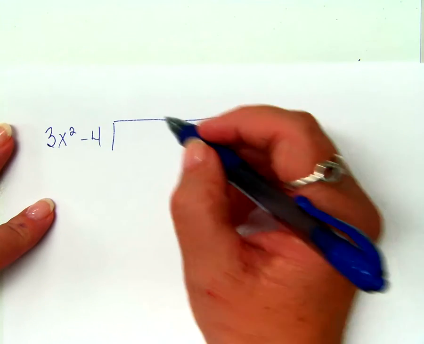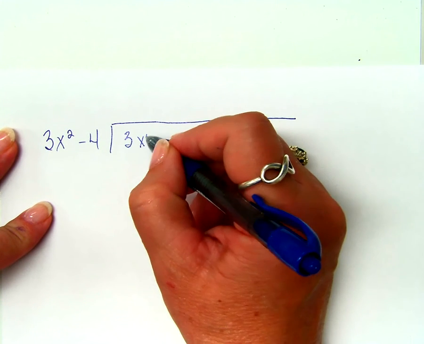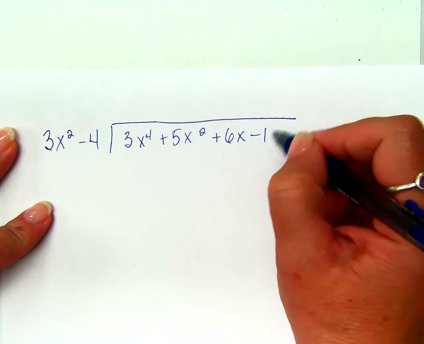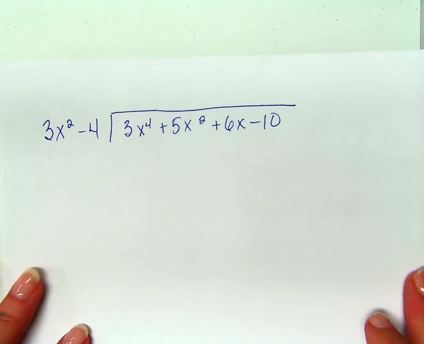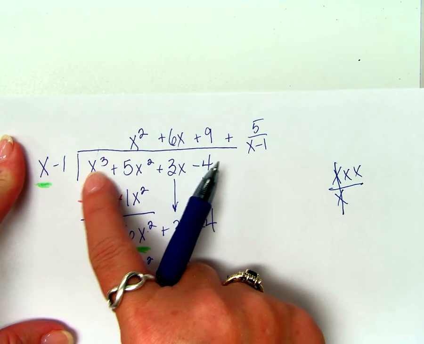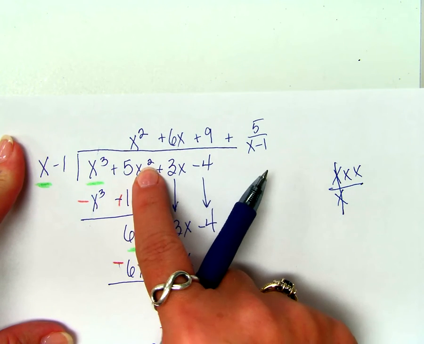Don't write this down yet, because there's something wrong with it. I'm going to have to fix it before we can actually do the problem. But I'm going to write it down so you can see what it is. Okay? When we did this problem, what do you notice about the variables and their exponents?